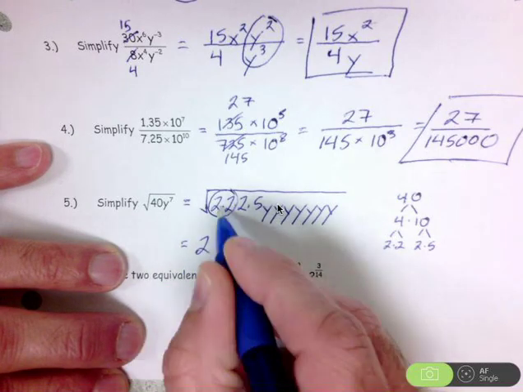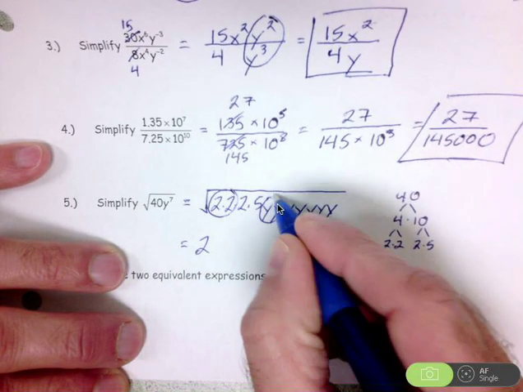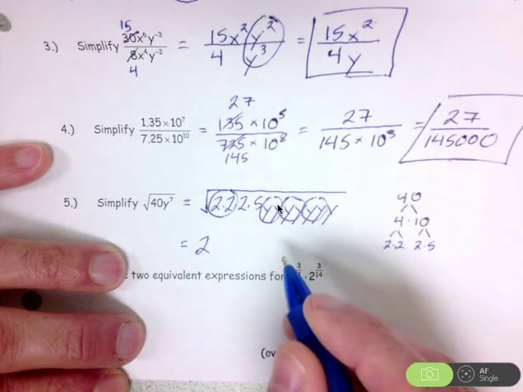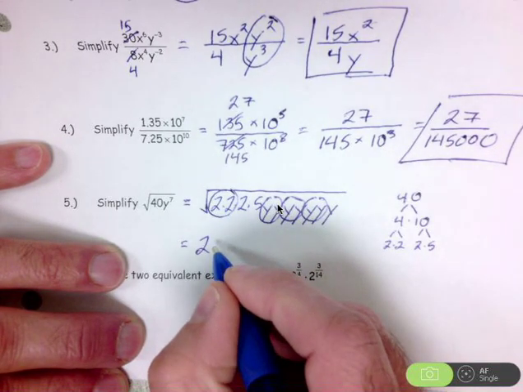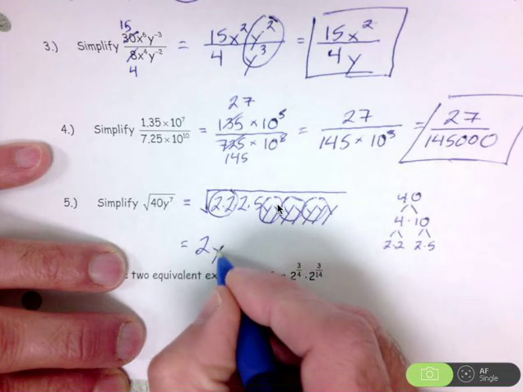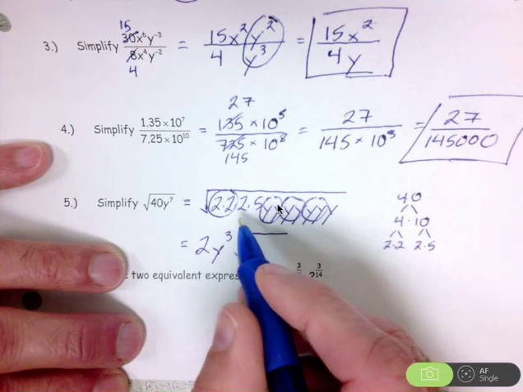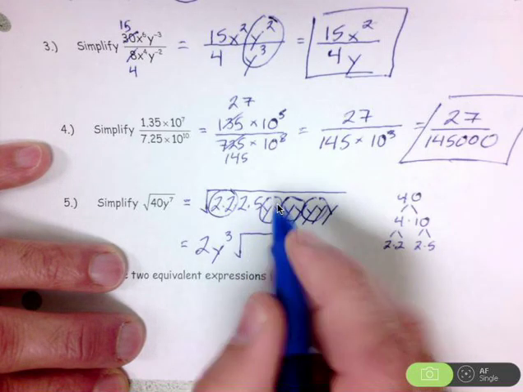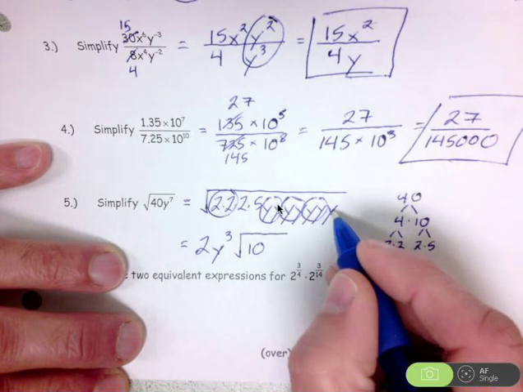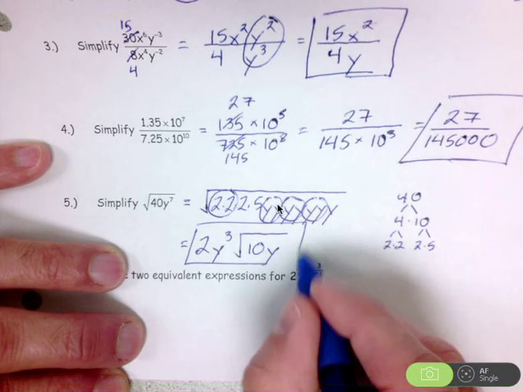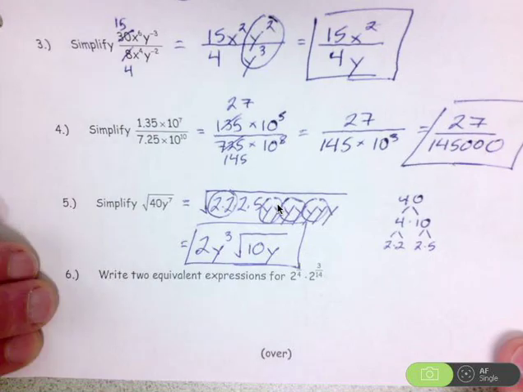So I can bring a 2 outside of the radical, and I have 1, 2, 3 pairs of y's. So that means I can bring 3 y's, y times y times y, or y cubed, outside of the radical. And what remains under the radical then, the 2 times 5 makes 10, and I have another y left under the radical. And we're all done. There's my simplified radical expression.